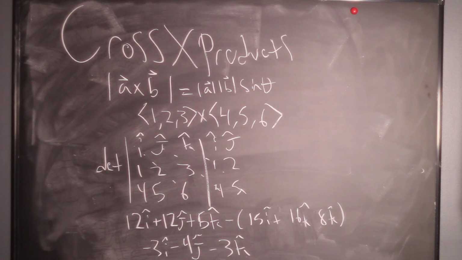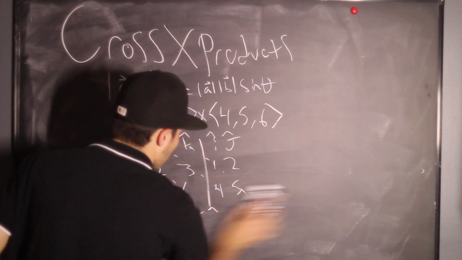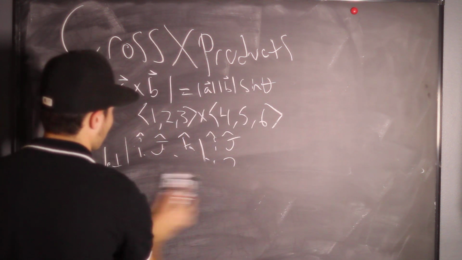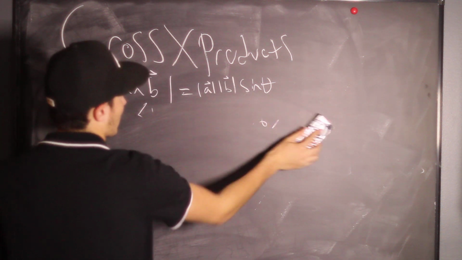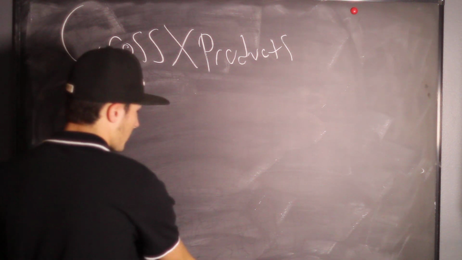If you were to plot them out, you'll notice that it is orthogonal. Cross products matter because they can give you your angular momentum vector. That is your radius times your momentum. That is the cross of your radius vector and your momentum vector. So this is where we get into applications.